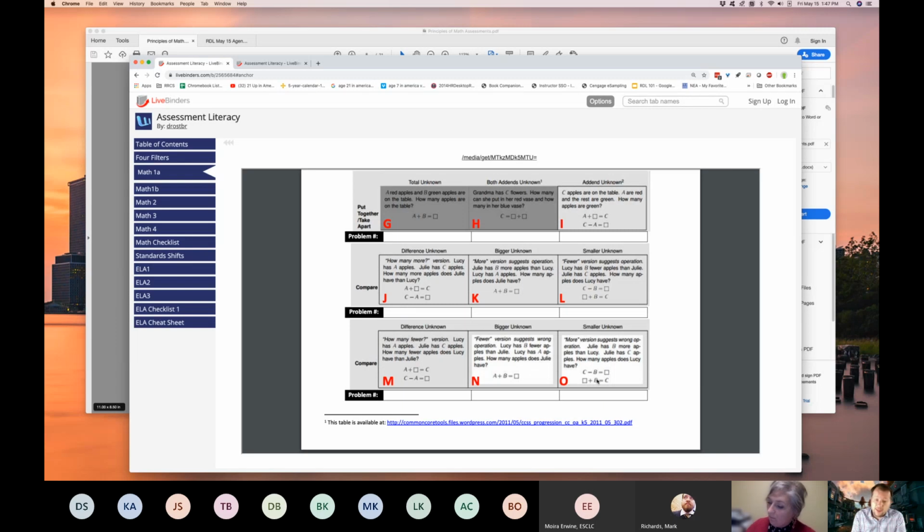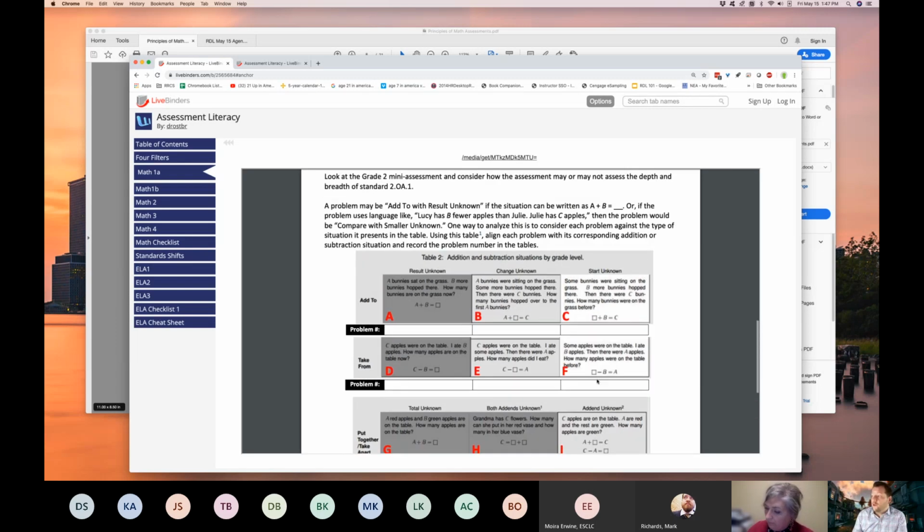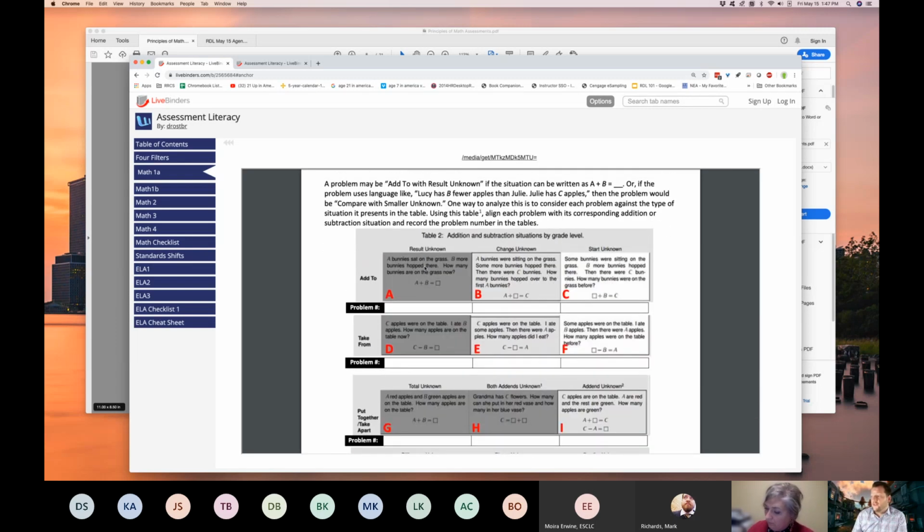And I will say the cool thing is, because of the coherence piece, if you're following our standards carefully, this first column is really kindergarten. This next column is first grade, and it starts to blend into second grade. And then this last column is second grade. So all three of these connect by the time they're in second grade. They can get all of those pieces and parts.